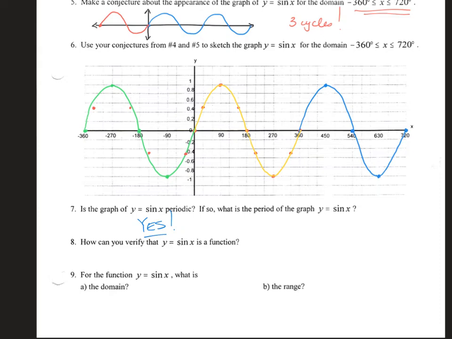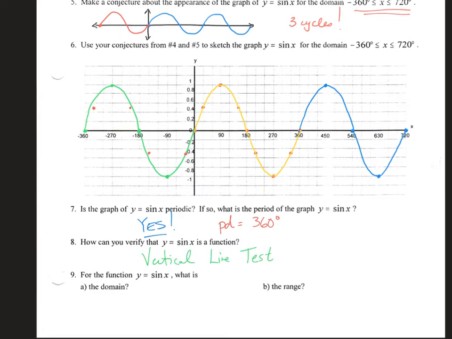And if we recall from our last lesson, period is how long it takes for that curve to repeat. We notice that that curve repeats every 360 degrees. So our period for our sine graph is 360. How can you verify that sine x is a function? Well, we notice that that sine curve would pass the vertical line test.